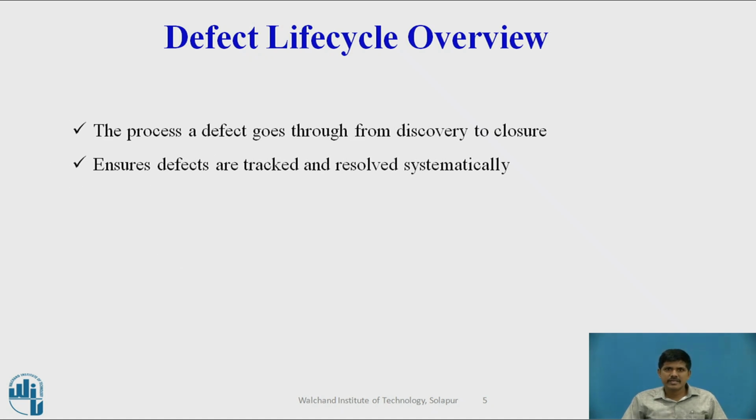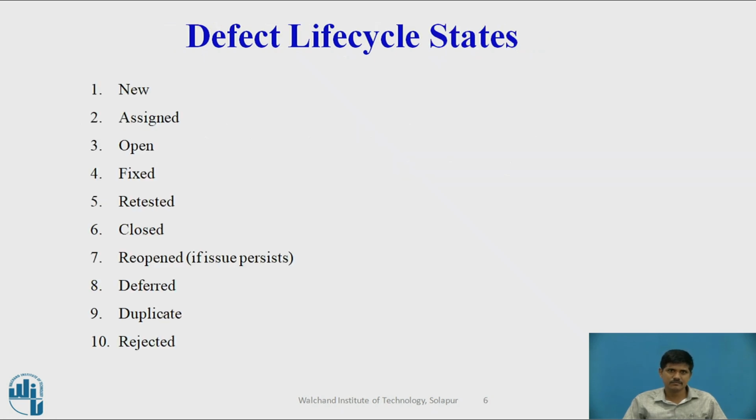So, defect life cycle overview. Mainly, the defect life cycle is the process a defect goes through from discovery to closure. It means once the defect is identified or found, it will go through different states, from finding to closure, and it ensures defects are tracked and resolved systematically.